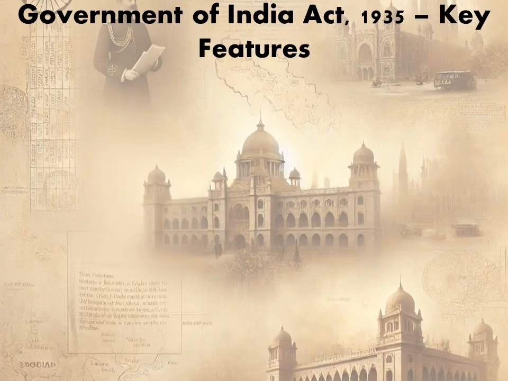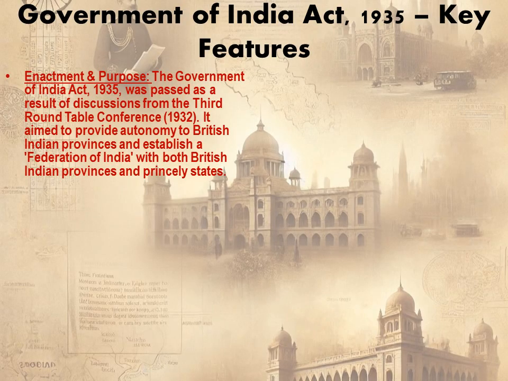So, Government of India Act 1935. Key features. What are the main features of the Government of India Act? Enactment and purpose. It was passed as a result of discussions from the Third Roundtable Conference in 1932. So, in 1932, there was a roundtable conference in London, which was attended by our own Mahatma Gandhi. And there, Mahatma Gandhi was insulted as a half naked fakir.